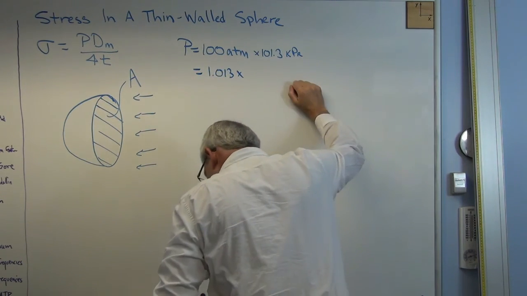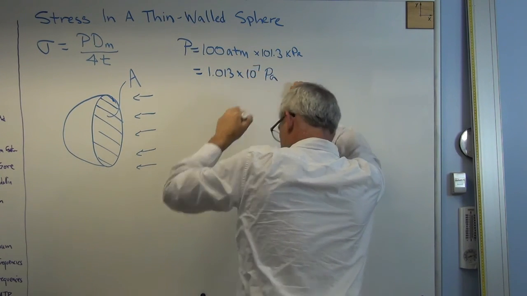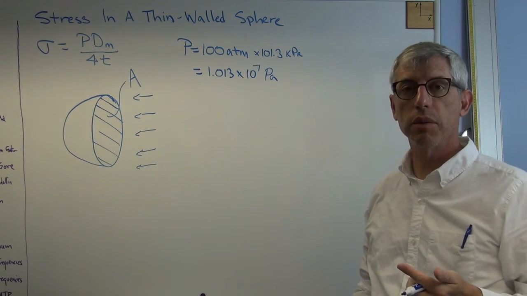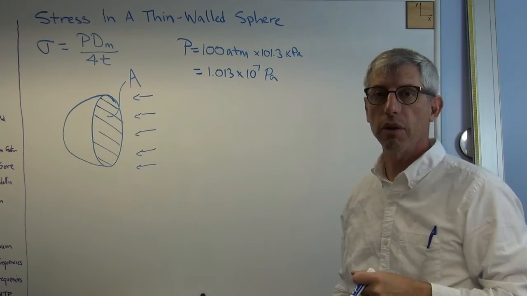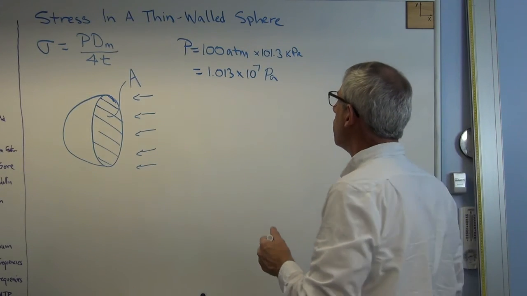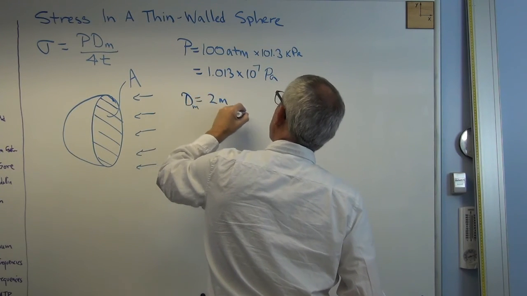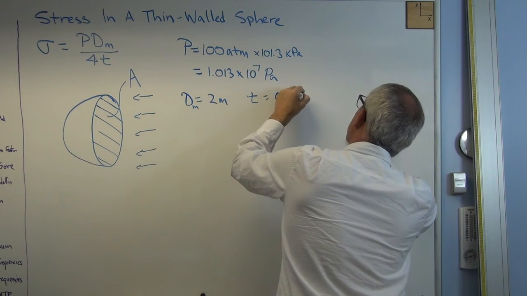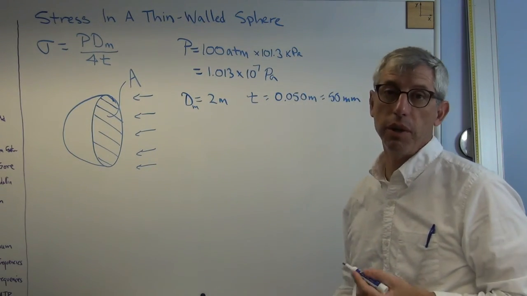So that's 1.013 times 10 to the 7th pascals. Okay, and always go back to your base units. Always go back to newtons, kilograms, and meters and seconds. If you try to work everything in kilopascals, you're going to wind up making more mistakes than you should. So there's that. All right, diameter, which is mean diameter, that's going to be 2 meters. And thickness, we're going to make that be 0.050 meters, and that's 50 millimeters. So American guys, that's basically 2 inches, pretty much.